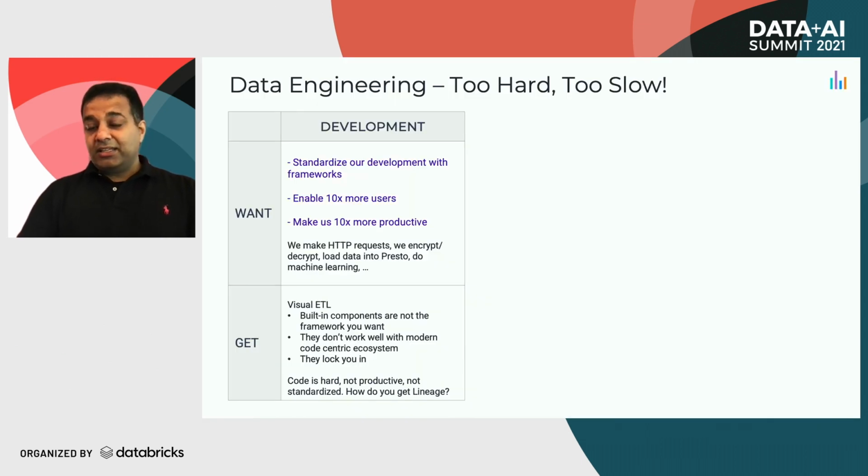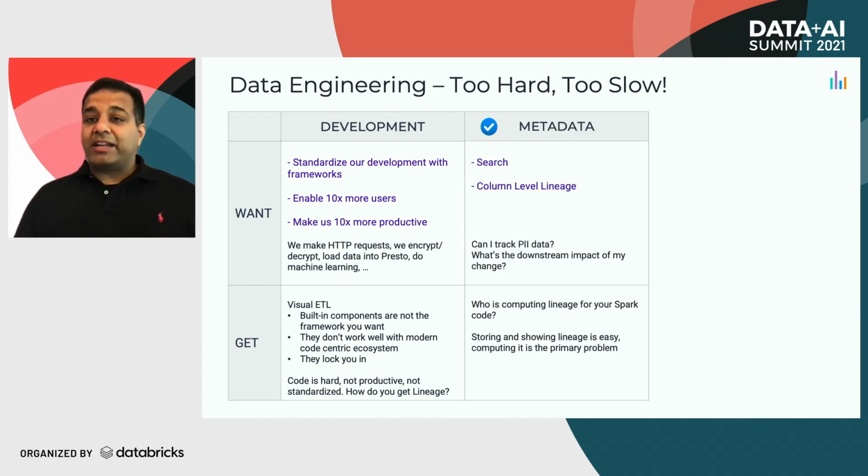So yesterday, we talked about how data engineering is just too hard and too slow. How, in development, standardization is hard, enabling a lot more users and making them productive is super hard. Today, we'll be focusing on metadata, right? And for most of the people that we work with, metadata search and column level lineage is not something that they have on Spark.